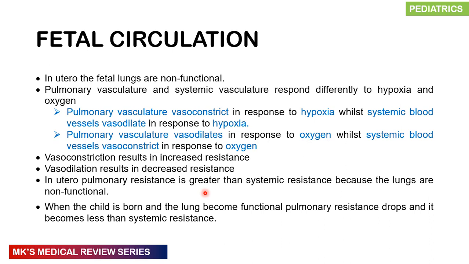And this is what's going to be helping blood go across those shunts, blood going across the foramen ovale, blood going across the ligamentum arteriosum. So when the child is born and takes their first breath, the lungs become functional. What will happen? The blood vessels in the lungs will vasodilate. The pulmonary resistance will begin to drop. As it drops and becomes less than the systemic resistance, this is one of the triggers that's going to cause some of these shunts to close.